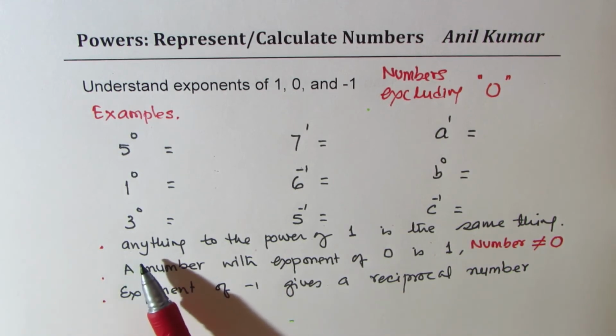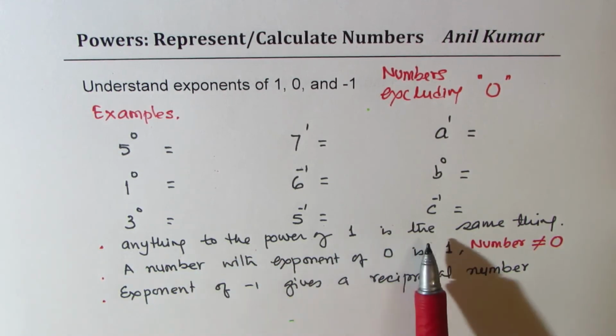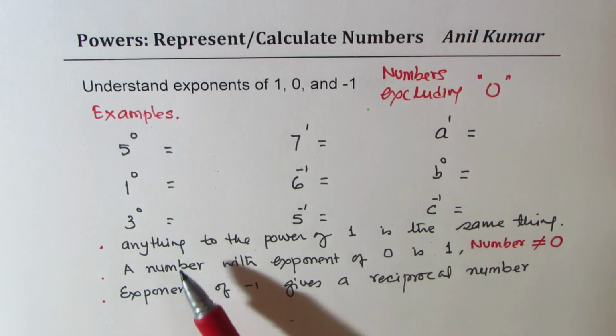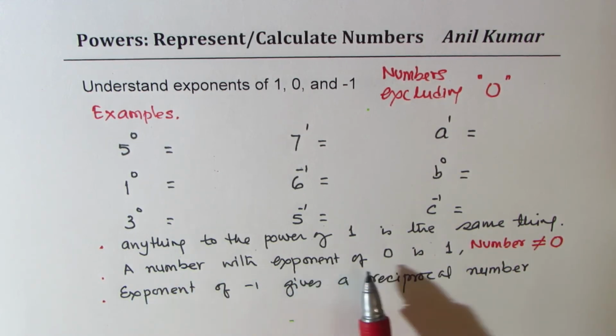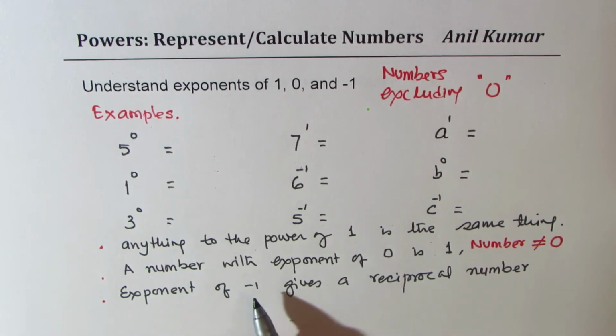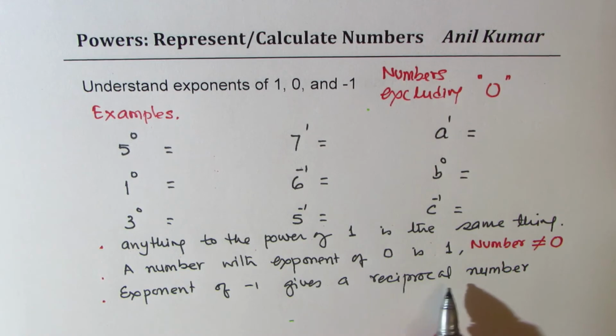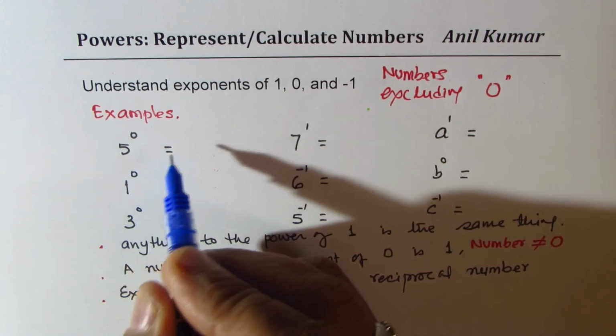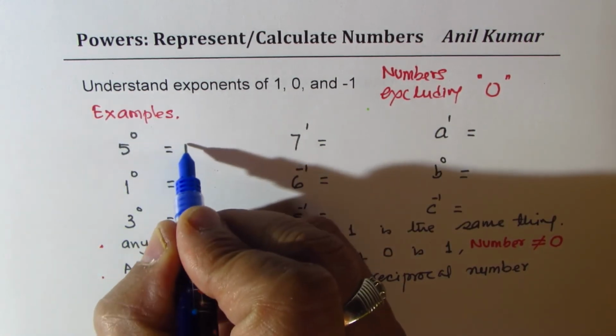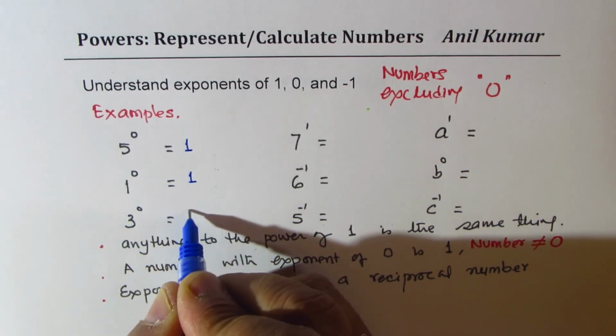A very general way, anything to the power of 1 is the same thing. It's not very true to write like this. Slightly more technical, a number with exponent of 0 is 1, and then exponent of minus 1 gives a reciprocal number. So I hope this concept is clear, right? And you can always write the answers for this, which are clearly anything to the power of 0 is 1. That's what we have learned.